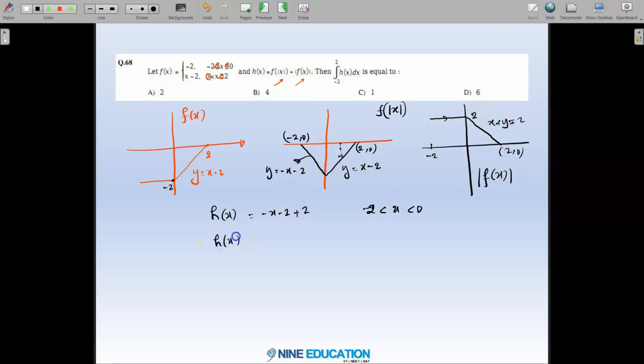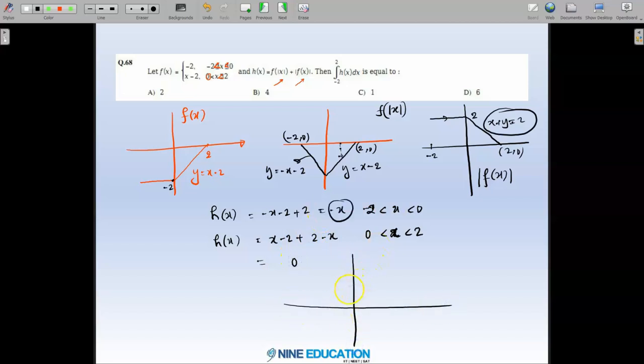And the same h(x) value will be separate for 0 to 2. From 0 to 2, what is that? It is x minus 2, and then we have y equal to 2 minus x. Everything is getting cancelled, we are getting 0. So it means the final h(x) graph will be something like this. For minus 2 to 0, it is y equal to minus x, which is a graph like this. And afterwards from 0 to 2, h(x) is 0 itself, so nothing is there. It is coinciding with the x-axis.